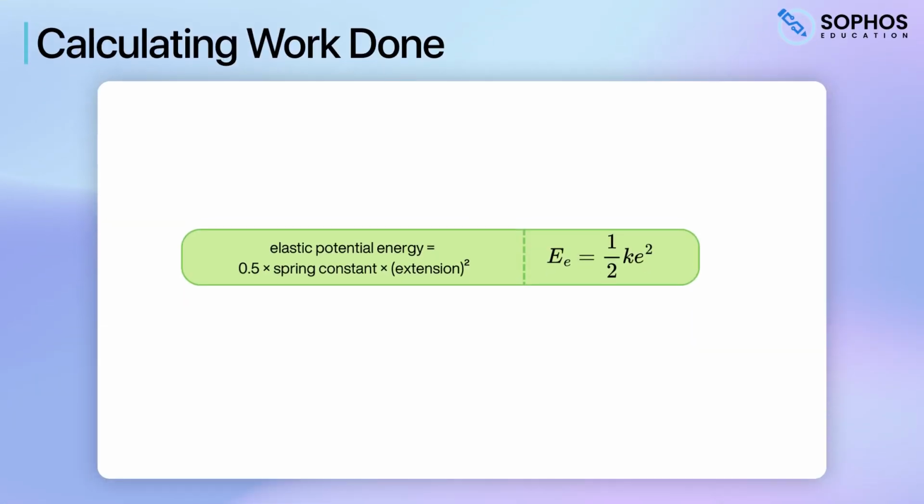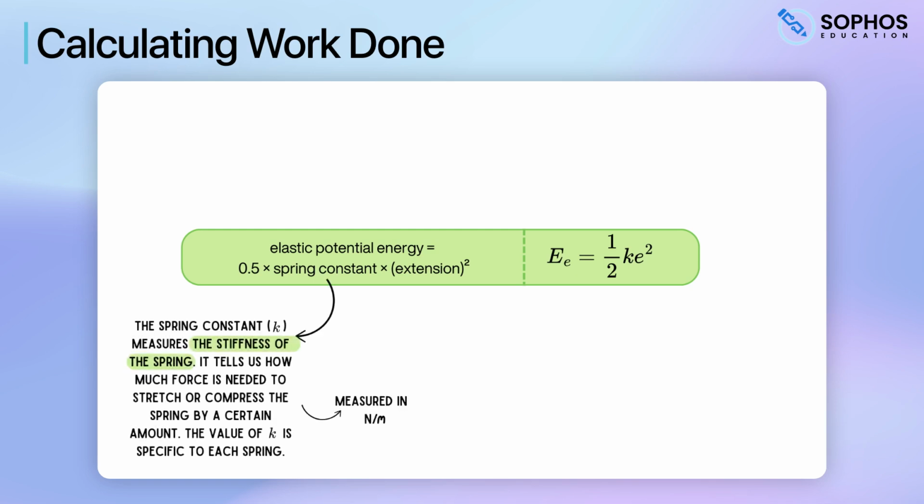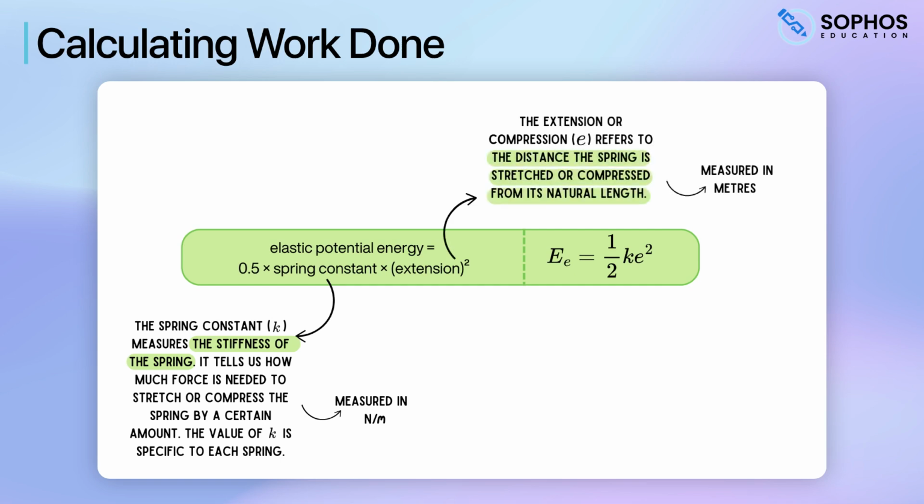We can quantify the elastic potential energy stored in a spring using the formula that we've seen previously in the energy module. Elastic potential energy equals 0.5 multiplied by spring constant times extension or compression squared. The spring constant measures the stiffness of the spring. It is a value that tells us how much force is needed to stretch or compress the spring by a certain amount. The value of k is specific to each spring and is measured in newtons per meter. The extension or compression refers to the distance the spring is stretched or compressed from its natural length. It is measured in meters.